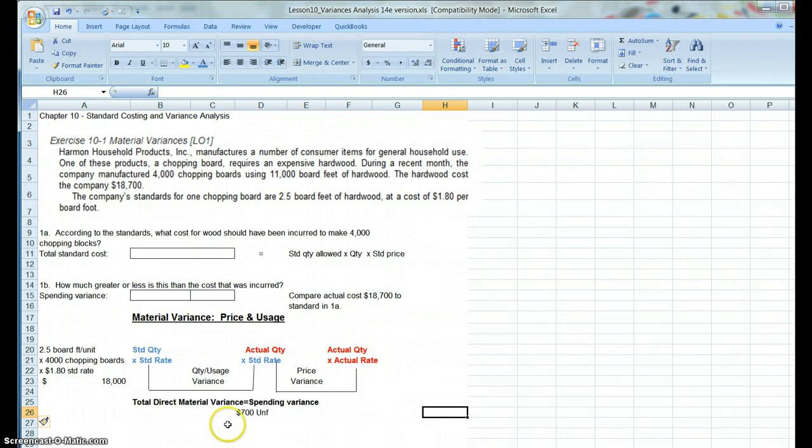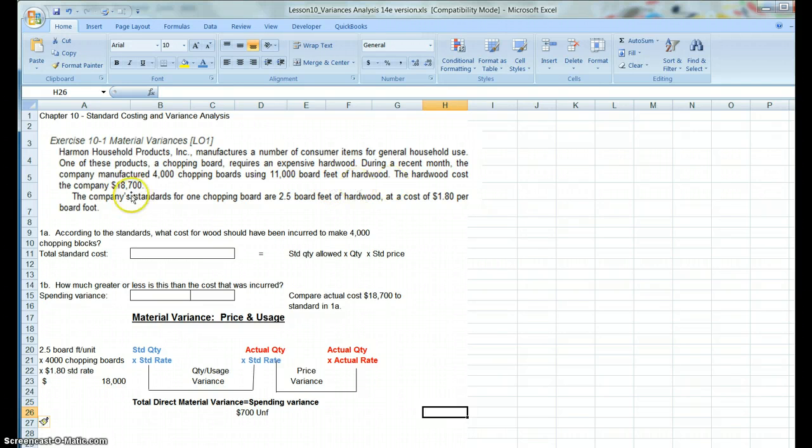We're going to talk about the material variances on this particular problem. We have a company called Harmon Household. They manufacture general household items, and one of these items is a chopping board. This particular chopping board requires expensive hardwood. During a recent month, the company manufactured 4,000 chopping boards, and they used 11,000 board feet of hardwood.